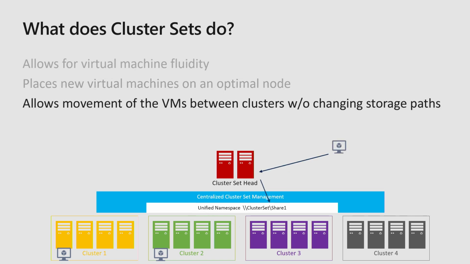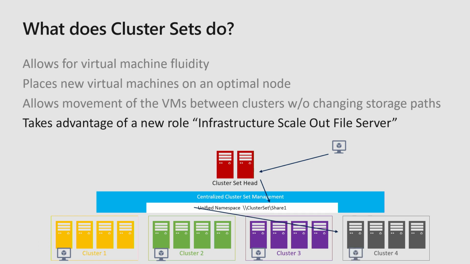And we can also move the VM. This animation is not quite correct. We move the VM from 2 to 3 with a live migration, Move-ClusterSetVM, and it will move the execution of the VM to another cluster, but the data stays in cluster 2. That's possible with a cluster set.